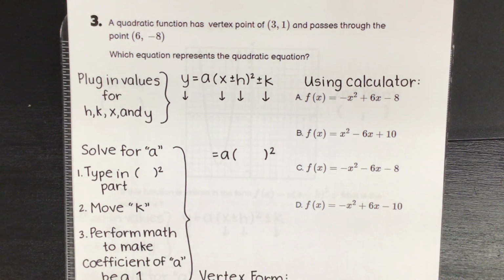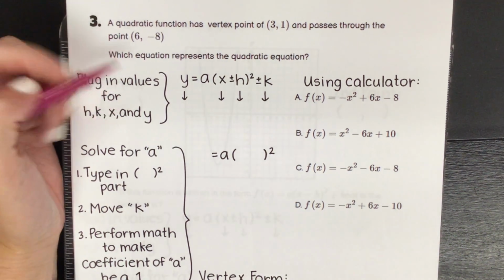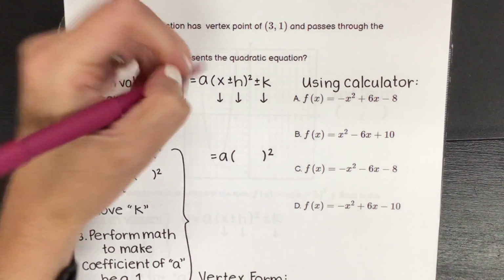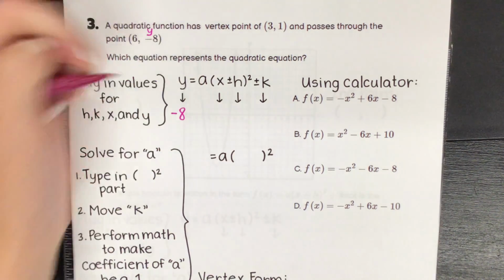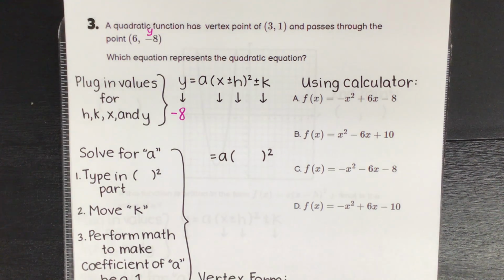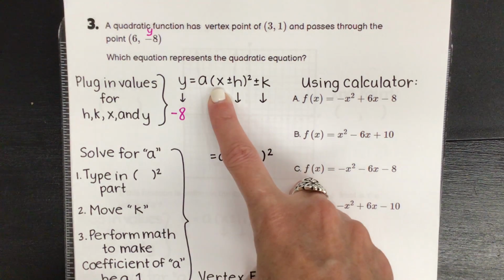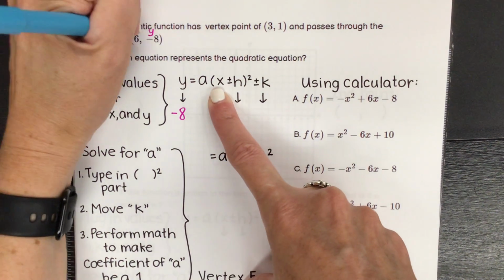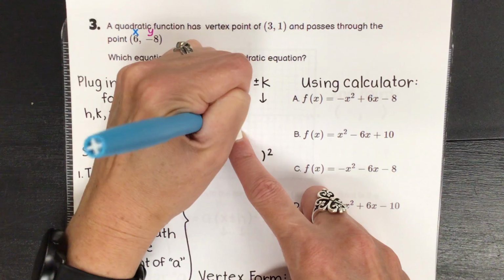So what we're going to do first is plug in for Y. If I go up to my second point, my Y value is negative 8. So I'm going to plug in negative 8 for Y. The next one I need to plug in is my X. This is coming from the second point, so it's going to be 6.